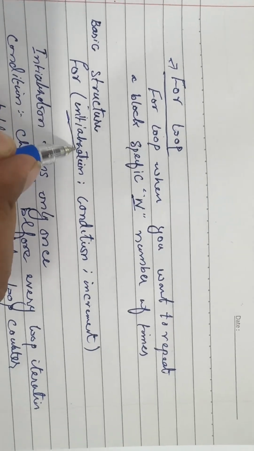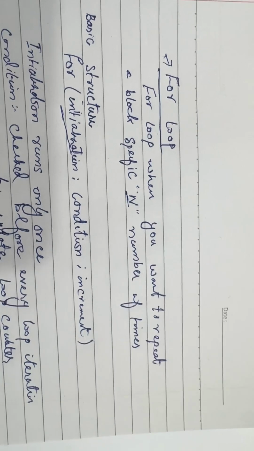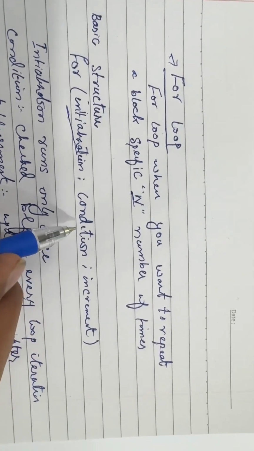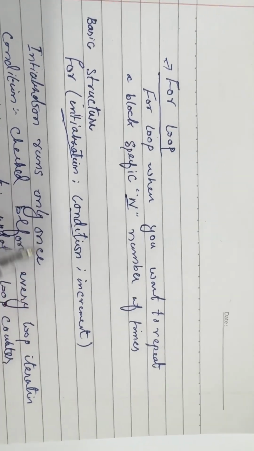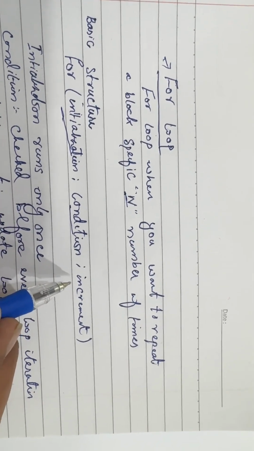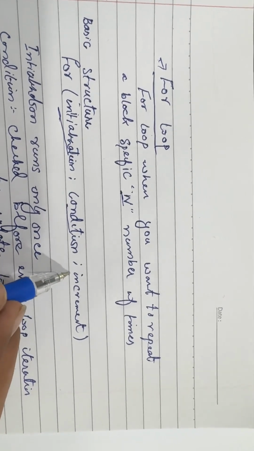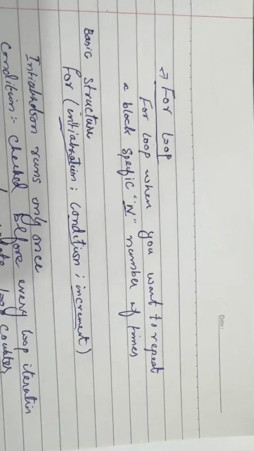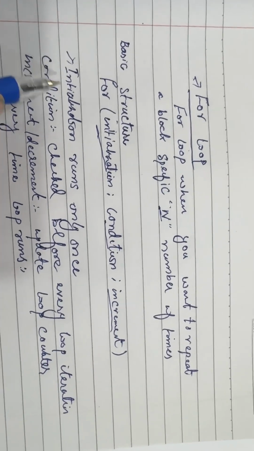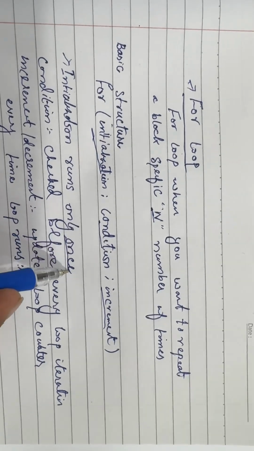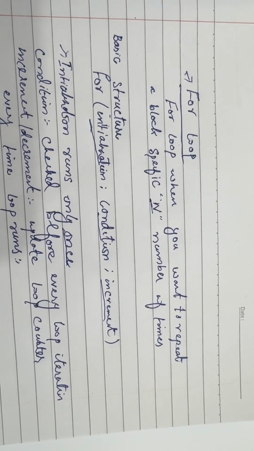First one is initialization, where you initialize the variable for the loop. Then there is a condition. Before running the loop, this condition must match, and after that there is an increment. After one iteration of the loop is run, the iterator of the loop is incremented. You must remember that initialization is done only once. When we start a for loop, the initialization parameter only runs once.